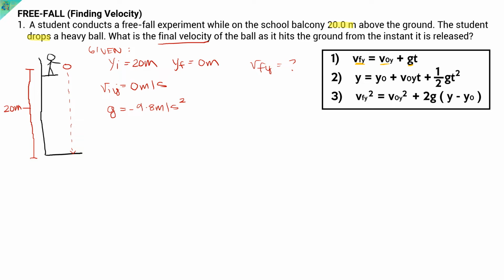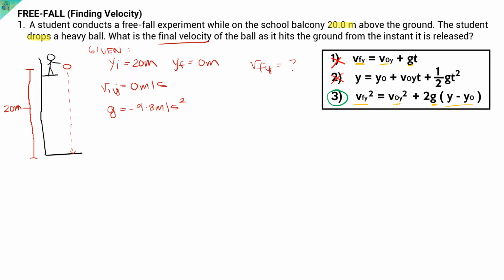Equation number 2, can we use this? I don't think so. We can't use equation number 2 since we're searching for final velocity, and there's no final velocity in this formula. Let's now look at equation number 3. Equation number 3 is good because final velocity is present there. Initial is also present, gravity is present, and the position is also given, that is yi and yf. So I think the equation that we have to use is equation number 3 instead of equation number 1.